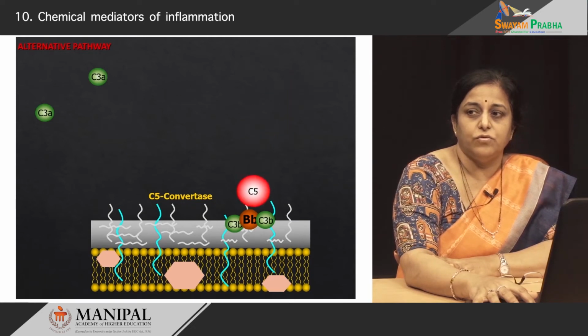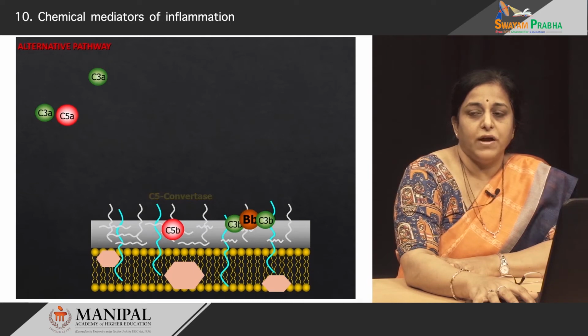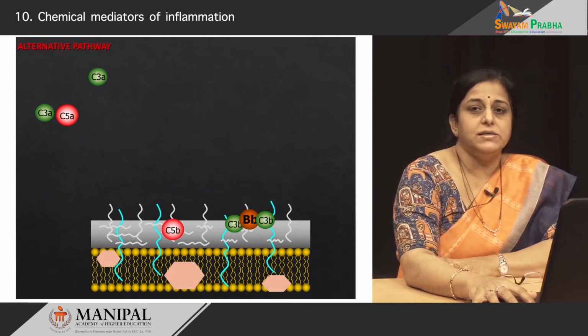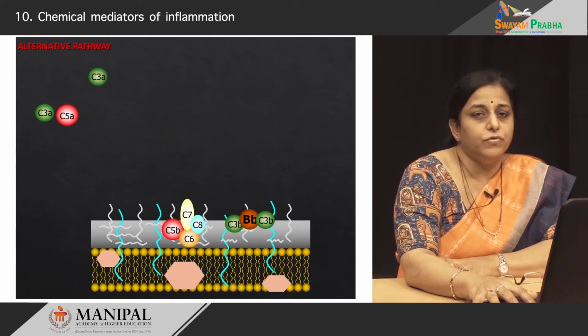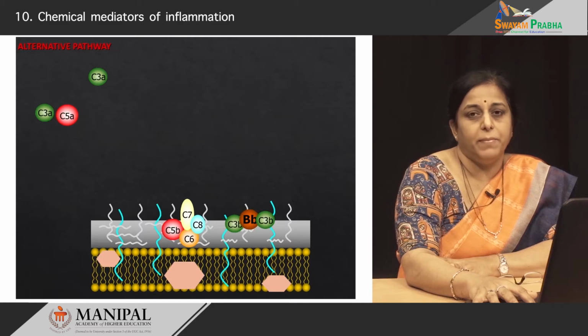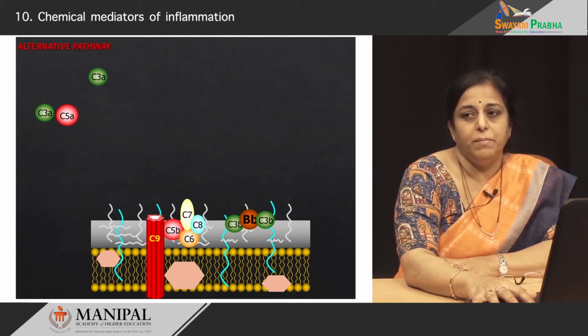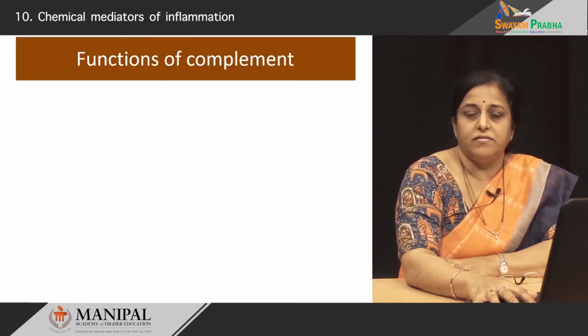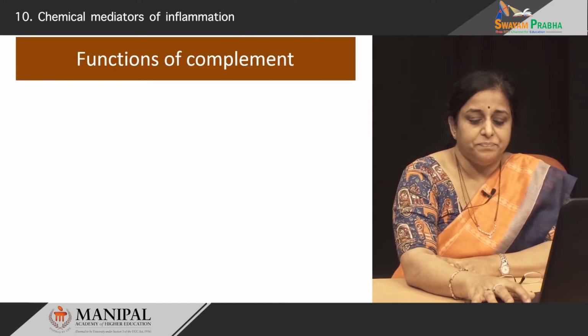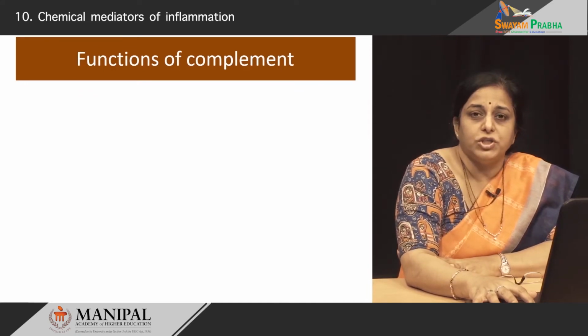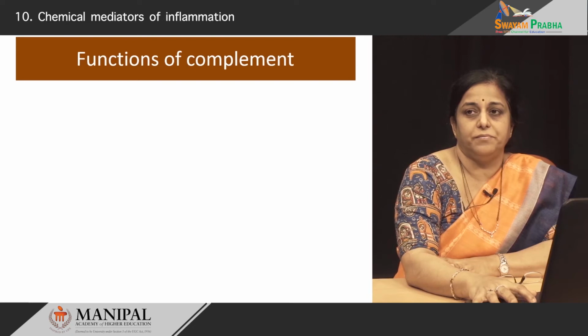So, this attaches to C5 and cleaves it into C5A and C5B. C5B attaches to the cell wall, and the subsequent steps that you saw in the classical pathway are formed in the alternate pathway as well. And you have the C9, which is formed, drills holes on the cell membrane of the bacteria, and is the membrane attack complex. So, what are the functions of complement in inflammation?